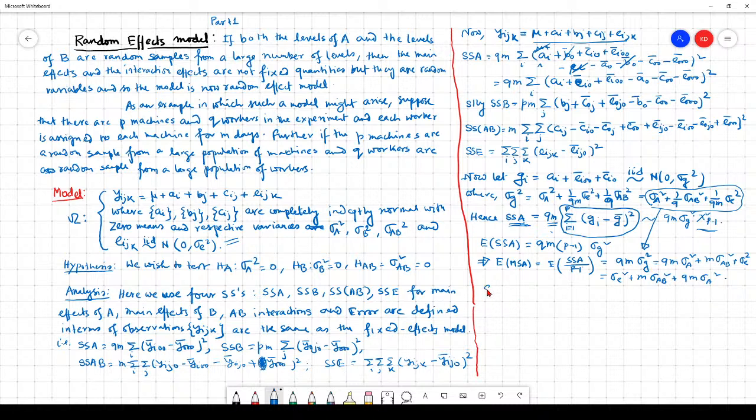Similarly, the expectation of MSB is equal to sigma E square plus m sigma AB square plus pm sigma B square. So this is your homework, please check.